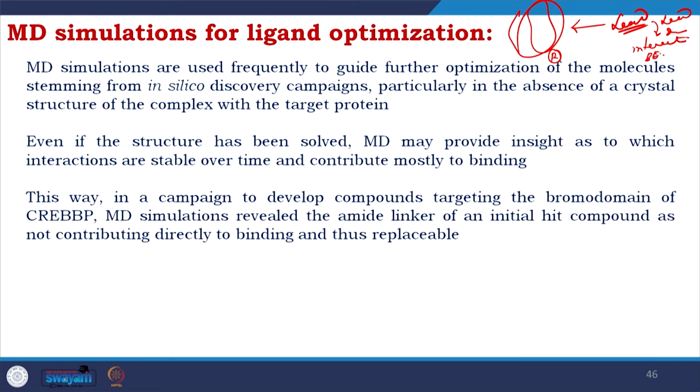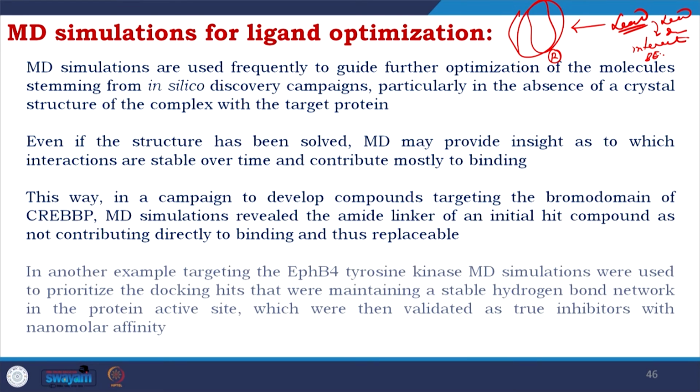This way, in a campaign to develop compounds targeting the bromodomain of CREBBP, MD simulation revealed the amide linker of an initial hit compound as not contributing directly to binding and thus replaceable. In another example targeting EPH receptor tyrosine kinase, MD simulations were used to prioritize the docking hits that were maintaining a stable hydrogen bond network in the protein active site, which were then validated as true inhibitors with nanomolar affinity. So, there is a correlation coming up, there is a protocol developed now going through.